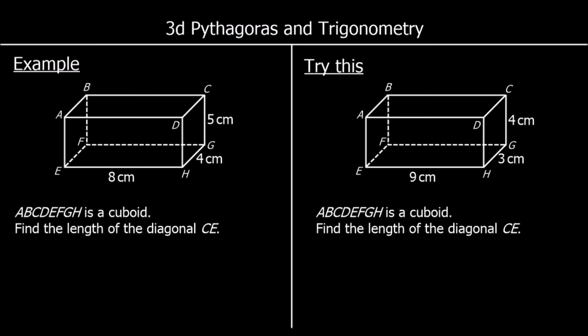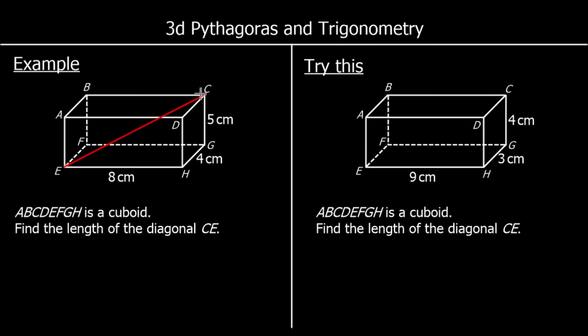Here we have a cuboid, A, B, C, D, E, F, G, H, and we are asked to find the length of the diagonal CE. So from C to E. To find CE, we can draw a right angle triangle.